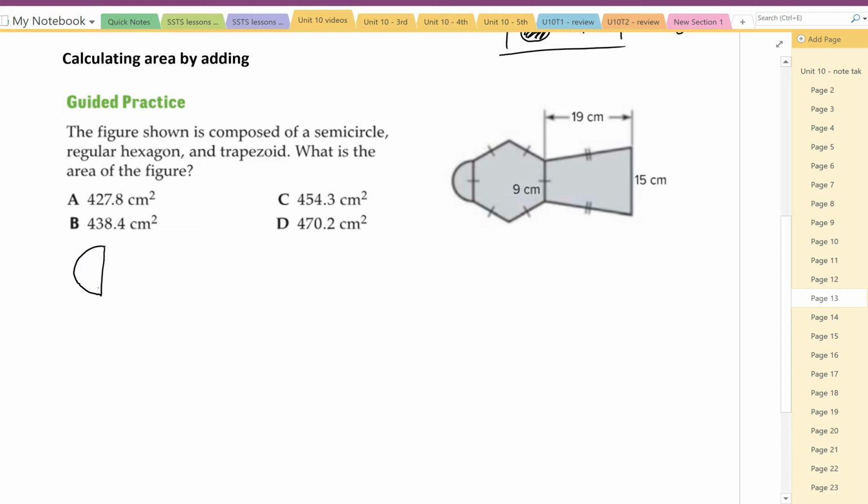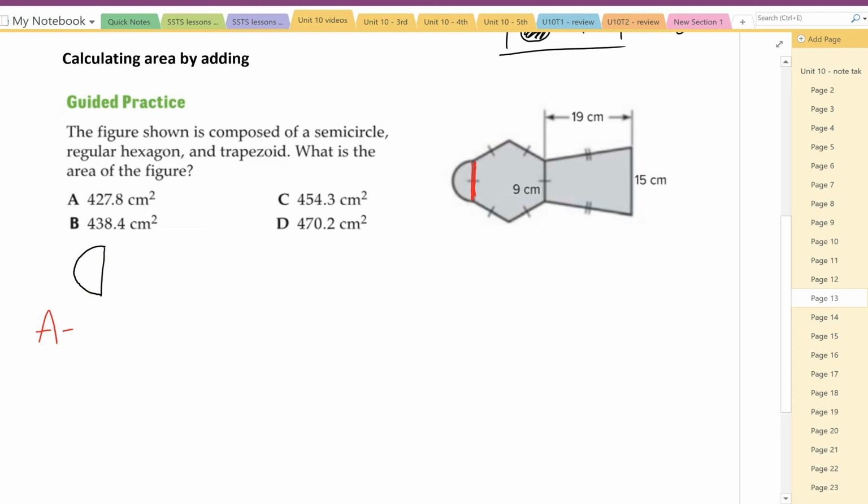Okay, so what do I know about it? Well, I actually have to look at the hexagon to get any information. The picture is showing that each side of the hexagon is 9 centimeters. So this right here is one of those sides, so it's 9 centimeters. So the diameter of the circle is 9 centimeters.